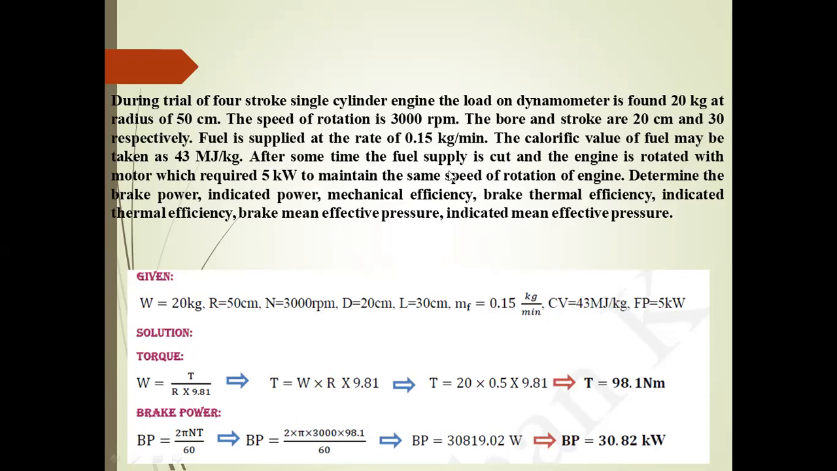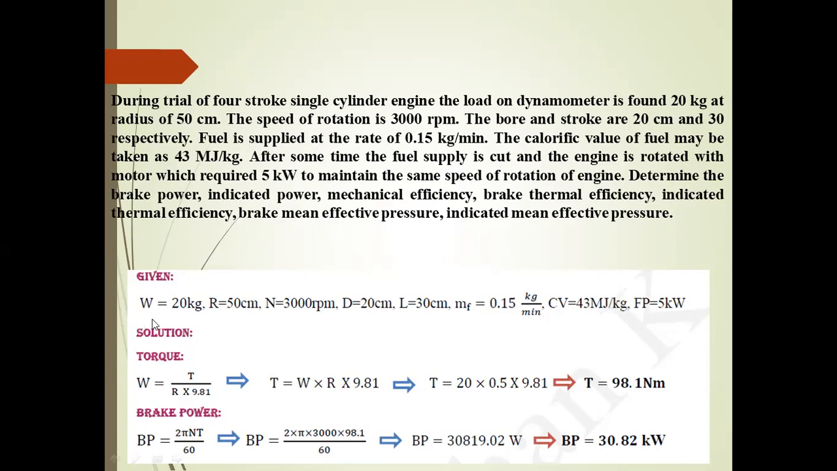After some time, the fuel supply is cut off and the engine is rotated with the motor, which requires 5 kilowatt to maintain the same speed of rotation of the engine. Here, the friction power is 5 kilowatt. After that, we can find the brake power, indicated power, mechanical efficiency, brake thermal efficiency, indicated thermal efficiency, brake mean effective pressure and indicated mean effective pressure. So based upon the problem, these are all the given data.